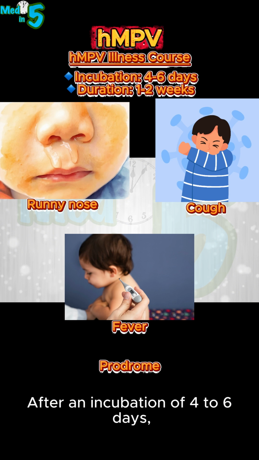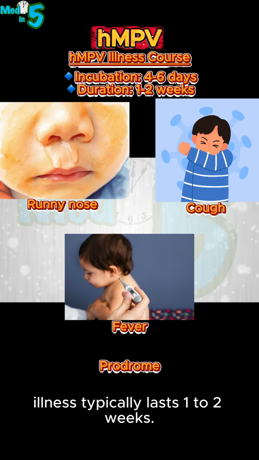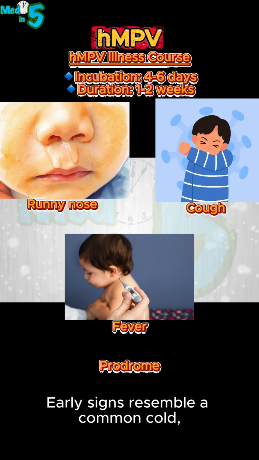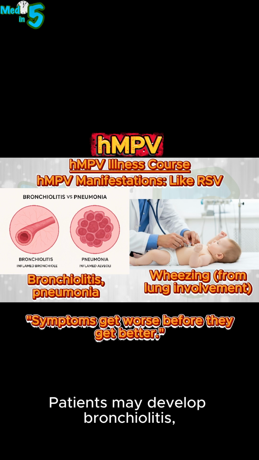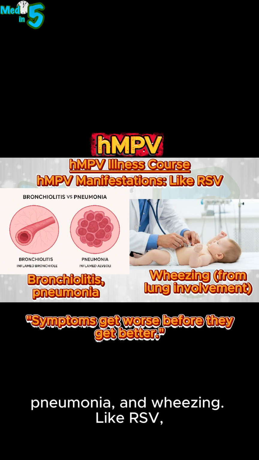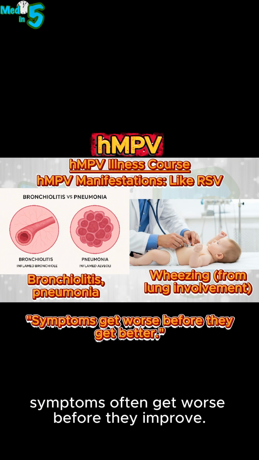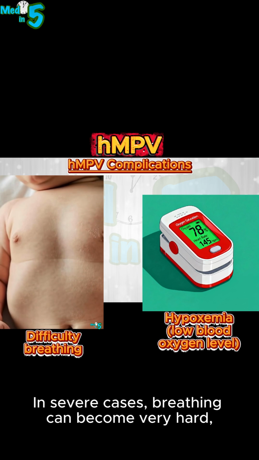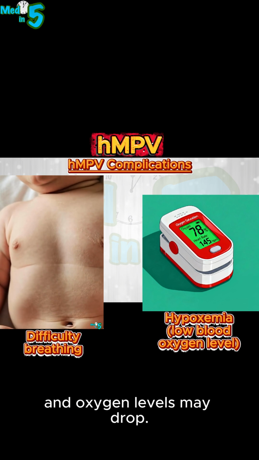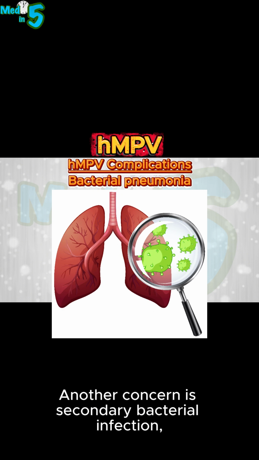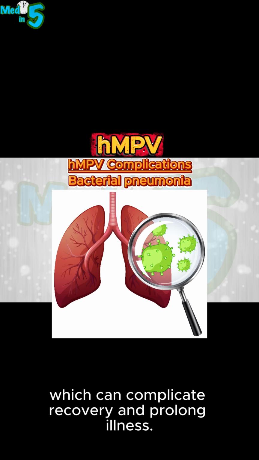After an incubation of 4 to 6 days, illness typically lasts 1 to 2 weeks. Early signs resemble a common cold, including a runny nose, cough, and mild fever. Patients may develop bronchiolitis, pneumonia, and wheezing. Like RSV, symptoms often get worse before they improve. In severe cases, breathing can become very hard, and oxygen levels may drop. Another concern is secondary bacterial infection, which can complicate recovery and prolong illness.